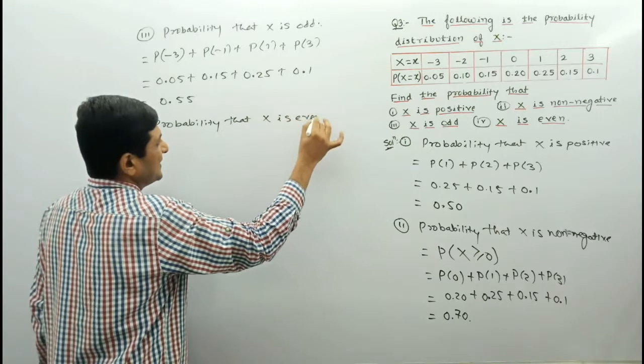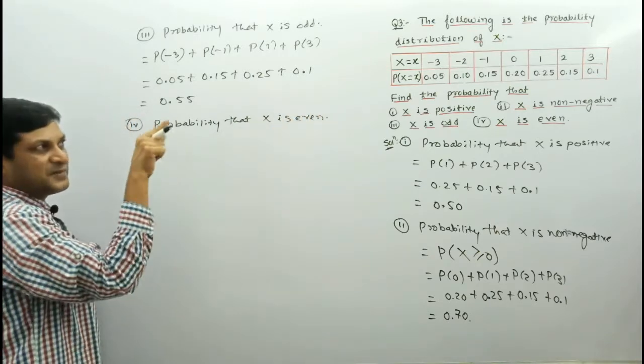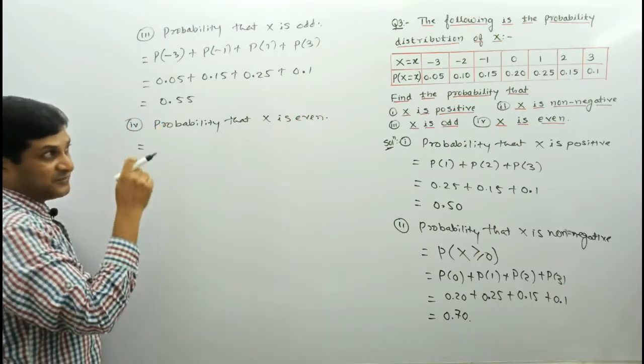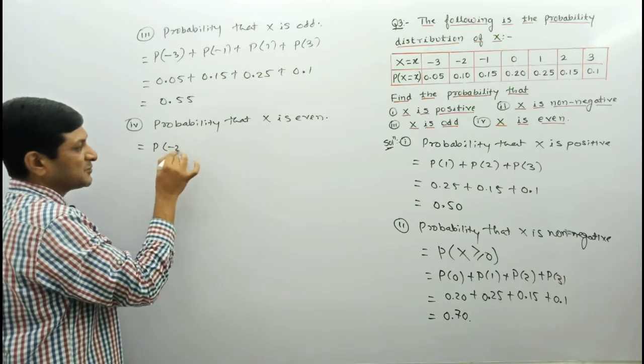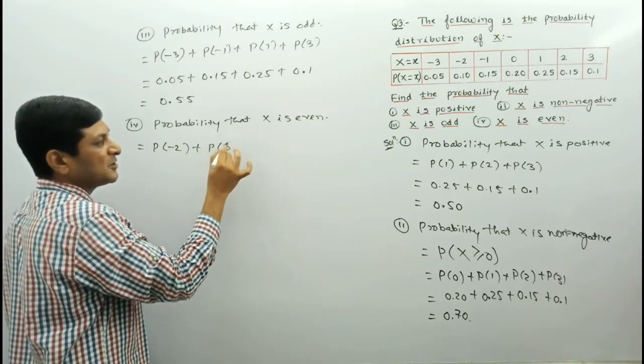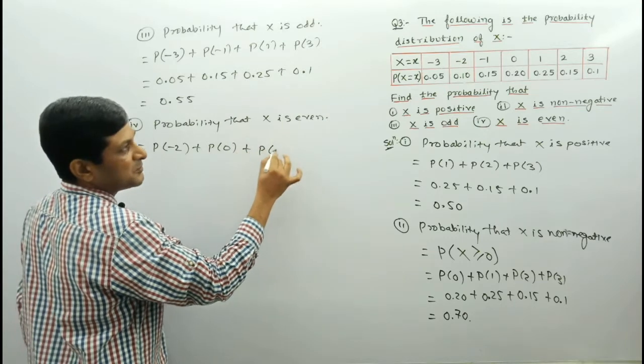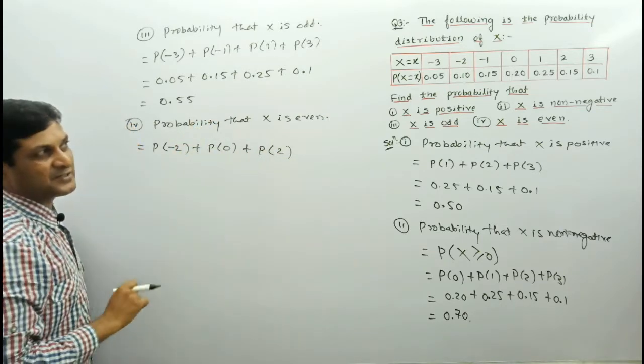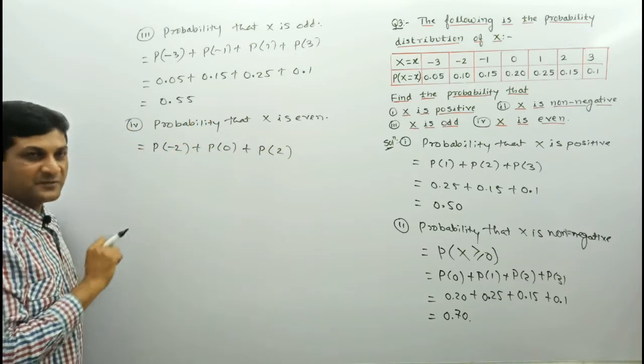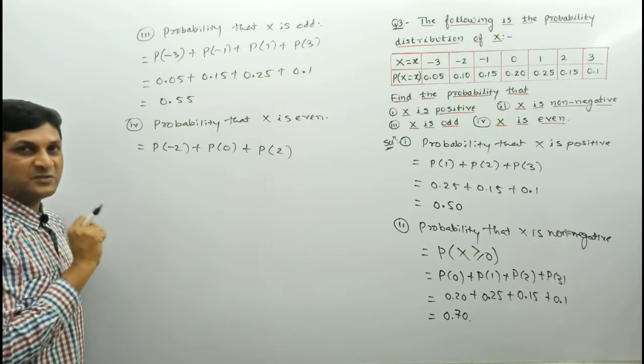Lastly, let us try to find the last required value, that is the probability that X is even. So now check how many values of X there are which are even. The first value of X which is even is -2. Even 0 can be included in even. Then P of 2. Only 3 numbers are there which are even, if you observe the given probability distribution very carefully.